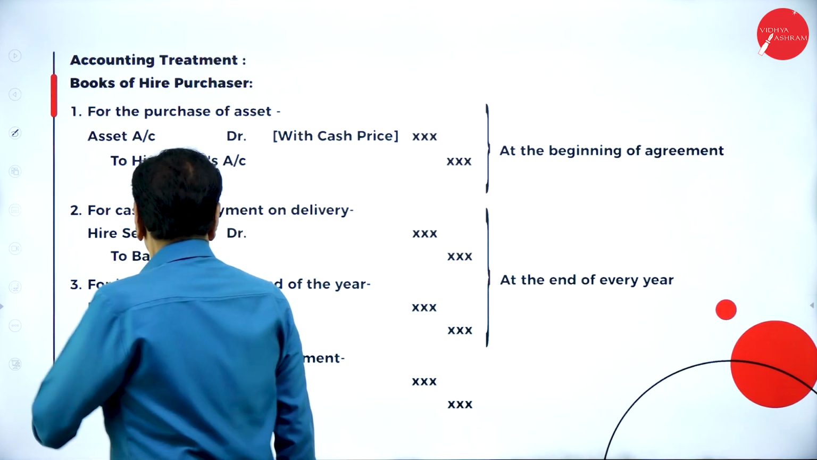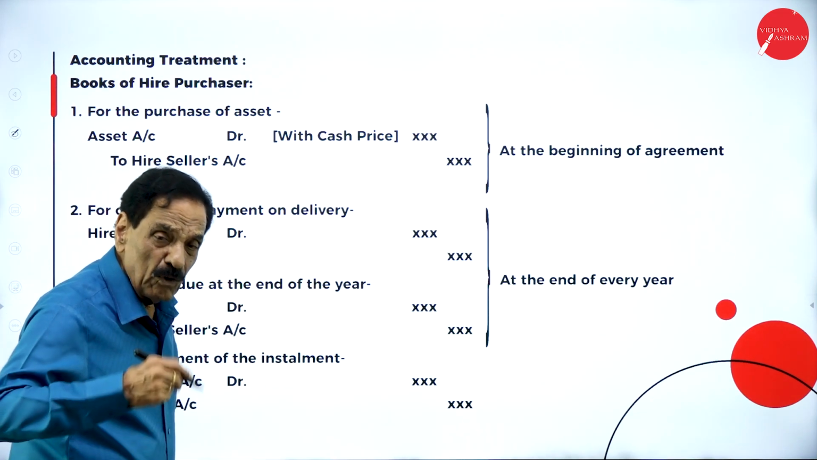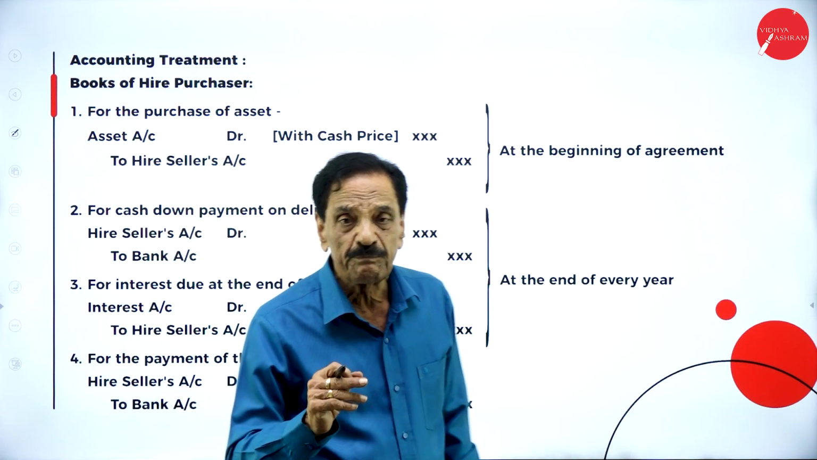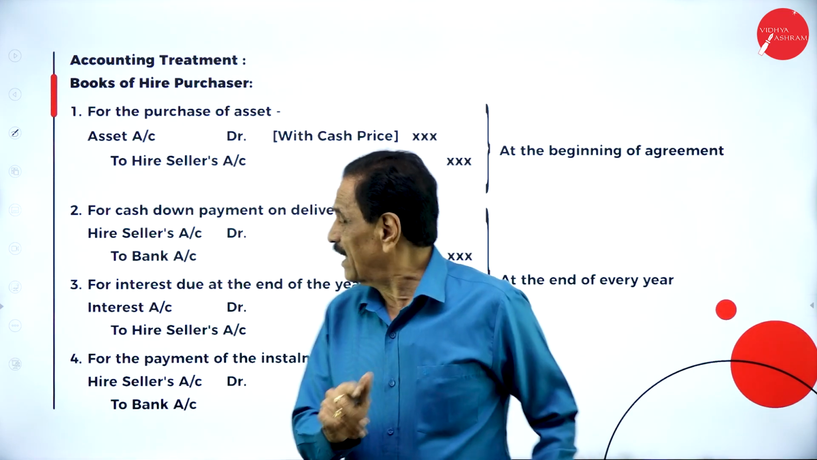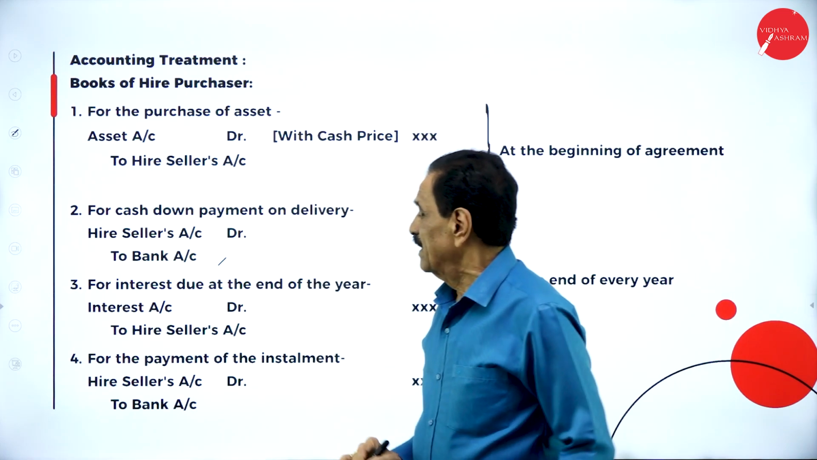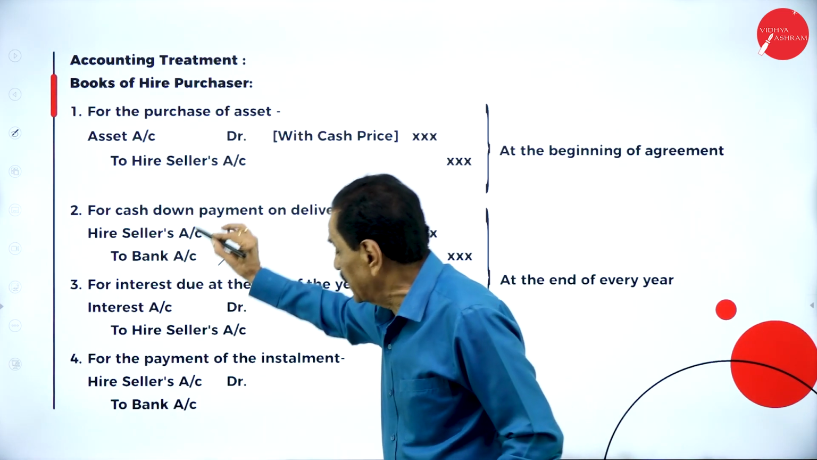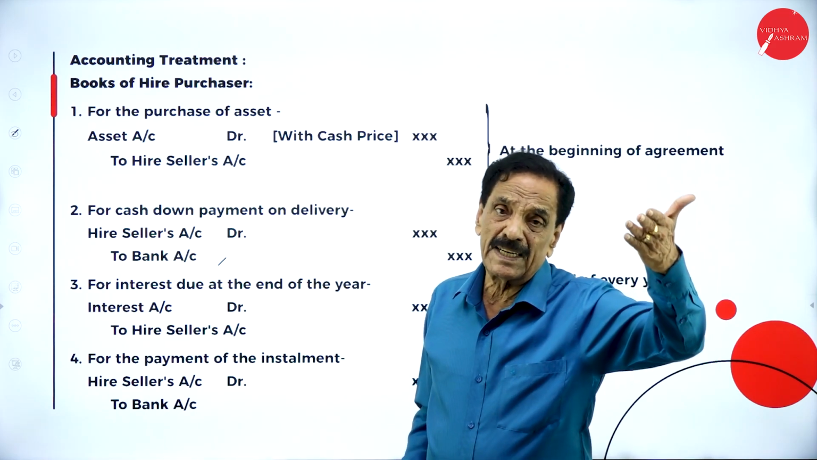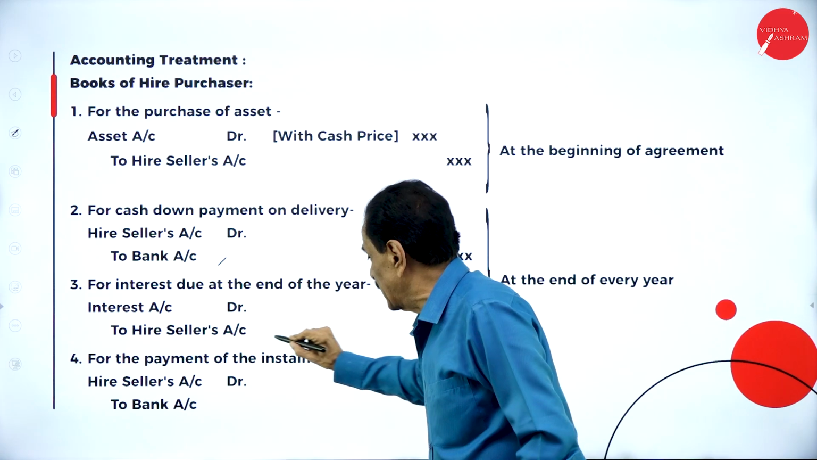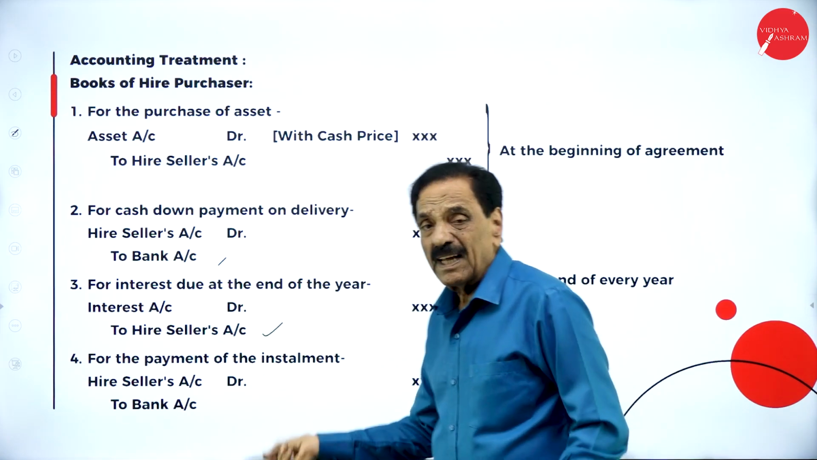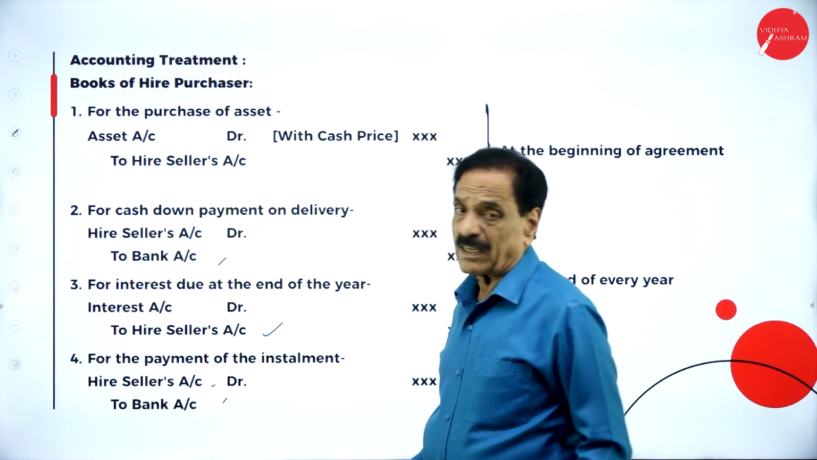Then, next one, hire seller account debit to bank account, being the down payment. What's the first entry? Asset account debit to hire seller account, and hire seller account debit to bank account. Then these two entries will be passed at the beginning of the year. The remaining entries will be passed at the end of the year. Interest of that year: interest account debit to hire seller. We have to pay the interest. Then they will pay that installment: hire seller account debit to bank account.